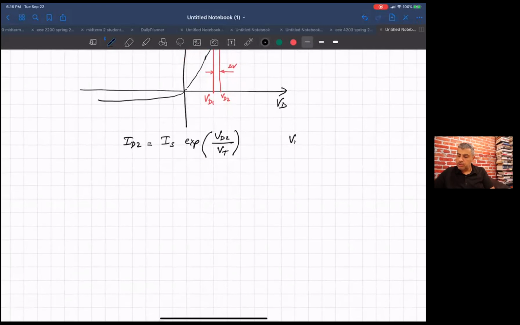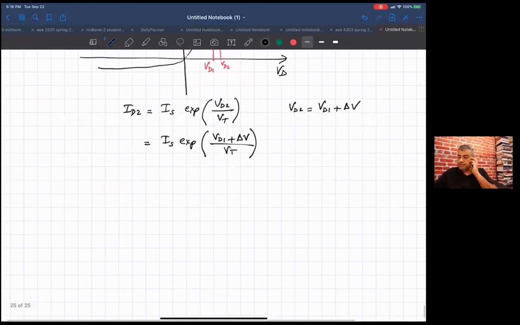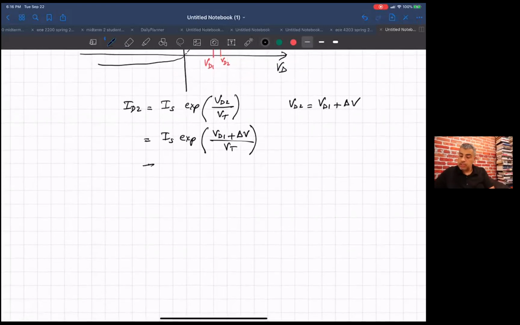Okay, but VD2 is VD1 plus delta V. So this just equals I sub S exponential of (VD1 plus delta V) over V sub T. Mathematically, we can rewrite this as I sub S exponential of VD1 over VT, times exponential of delta V over V sub T. Everybody with me right now? I'm just separating out the exponentials.